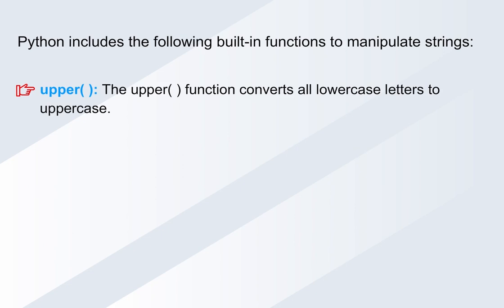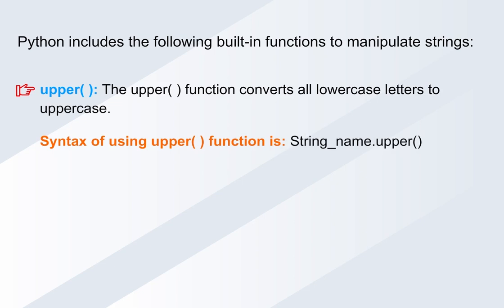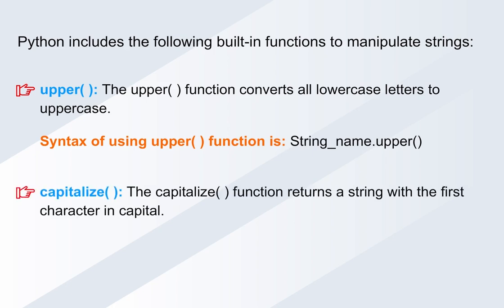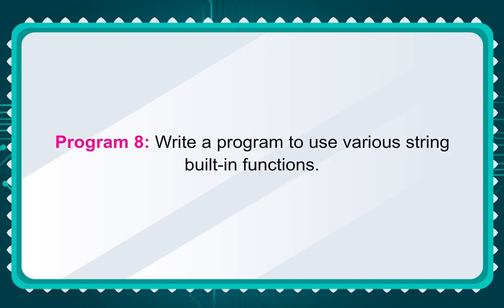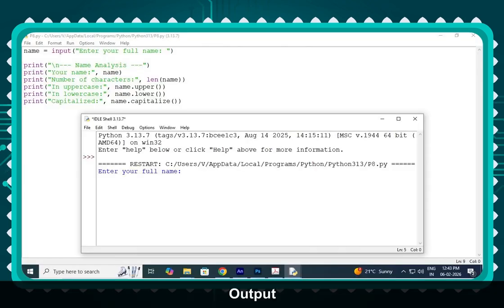Upper. The upper function converts all lowercase letters to uppercase. Syntax of using upper function is string_name.upper(). Capitalize. The capitalize function returns a string with the first character in capital. Syntax of using capitalize function is string_name.capitalize(). Program 8. Write a program to use various string built-in functions. Example, output.